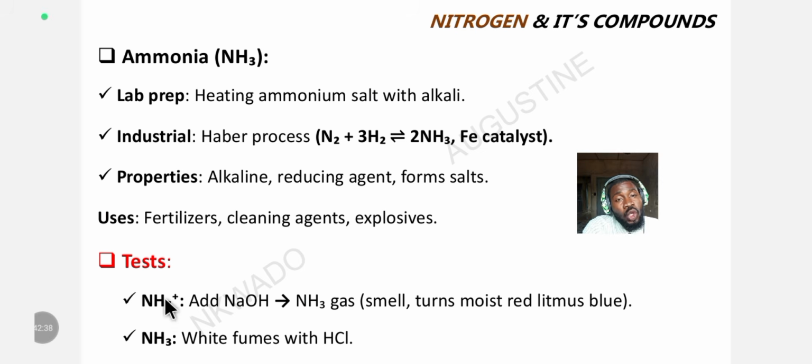To test for ammonium ion, add sodium hydroxide to the solution. When you add sodium hydroxide to the solution, what happens? Ammonia gas is released. And how do you know that it's ammonia gas? The smell. It turns moist red litmus paper blue because it's an alkaline gas.